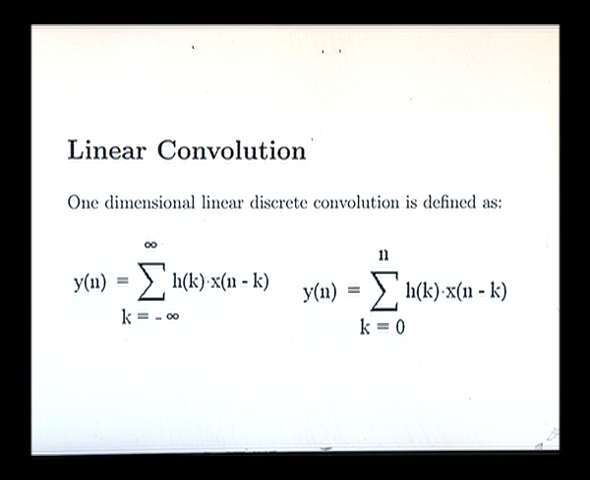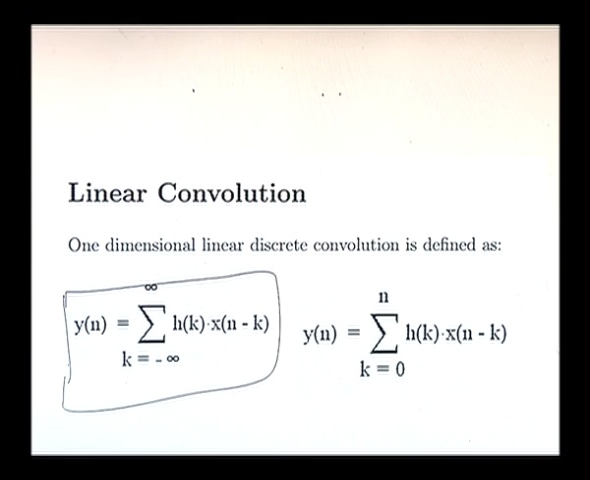So, we will discuss linear convolution. This is for discrete signal. Y of n equal to summation of k equal to minus infinity to plus infinity h of k x of n minus k. Suppose we have a finite signal, then you can write it as k equal to 0 to n, h of k into x of n minus k.